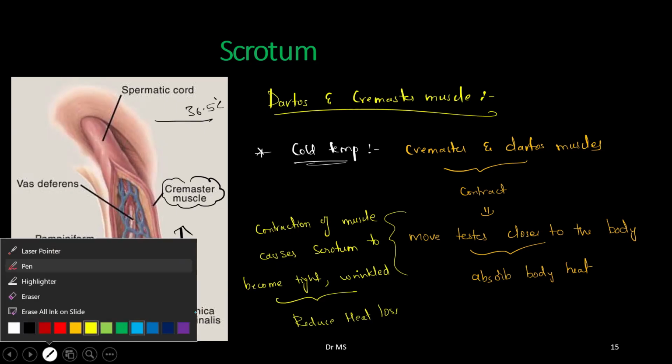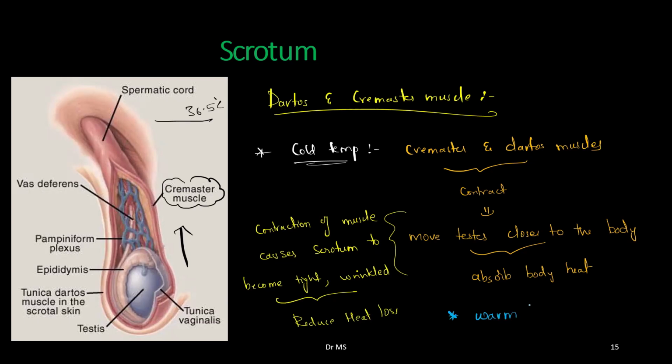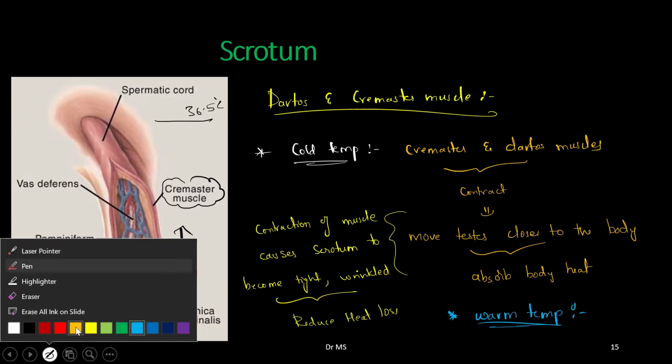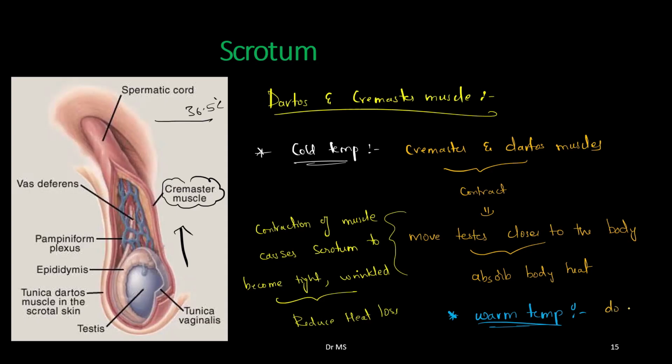If you put it into warm temperature, the reverse will happen. The cremaster and dartos muscles that contracted before will now relax. Before, they moved closer to the body and absorbed body heat. Here they move farther from the body, so they cannot absorb much heat. Now they are stretched, so there is no contraction to make them tight or wrinkled. That helps heat loss. So during warm temperature, the scrotum loses heat easily. Warm temperature does the reverse actions. Clear?